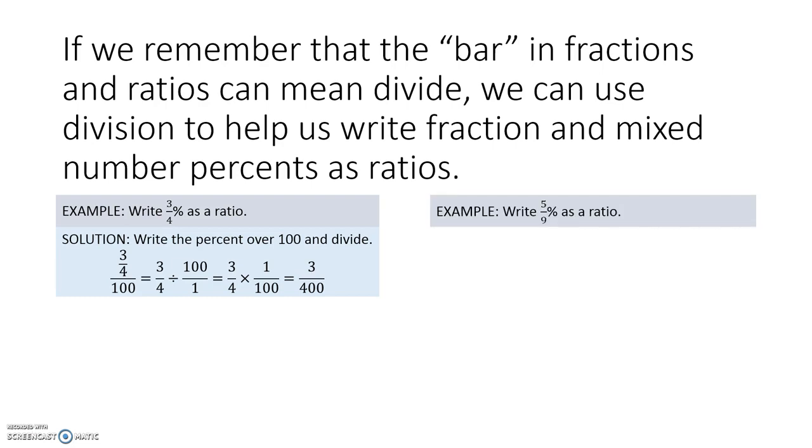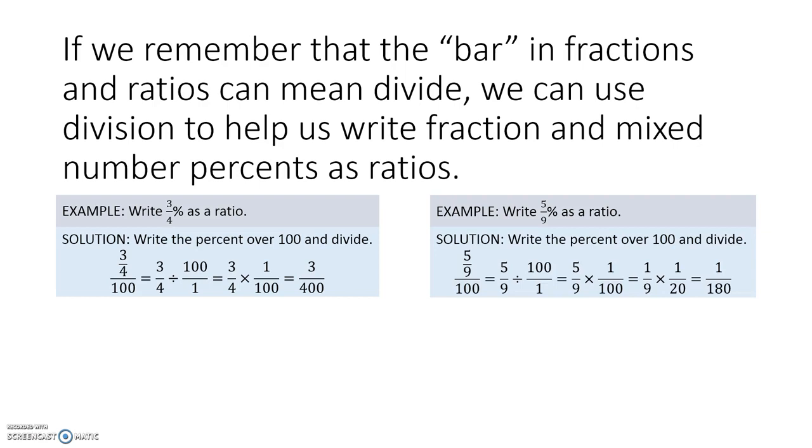Now let's write the ratio for 5/9%. Again, put 5/9 over 100, but recall that that really means 5/9 divided by 100. Again, we apply the KFC, 5/9 times 1 over 100. Here we do have some cancellation we can do. Notice that 5 is a factor of both the 5 and the 100, and when we take it out, we get 1/9 times 1/20. And when we multiply that together, we get the ratio 1 to 180.